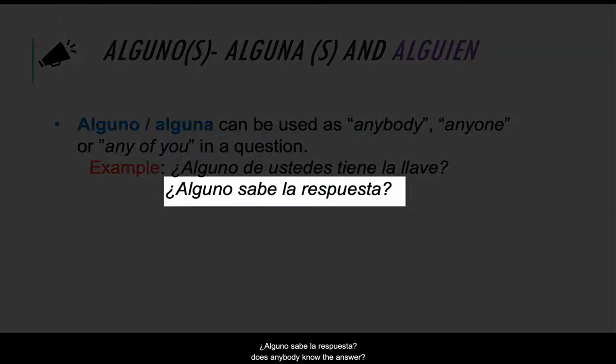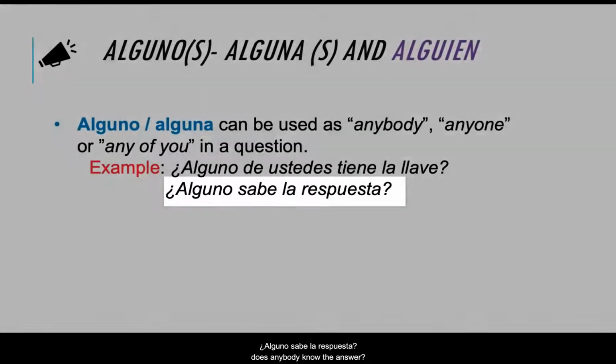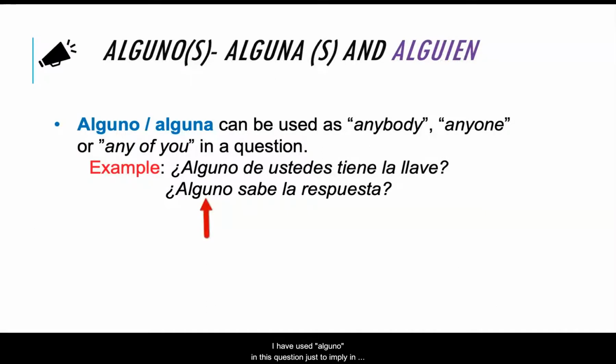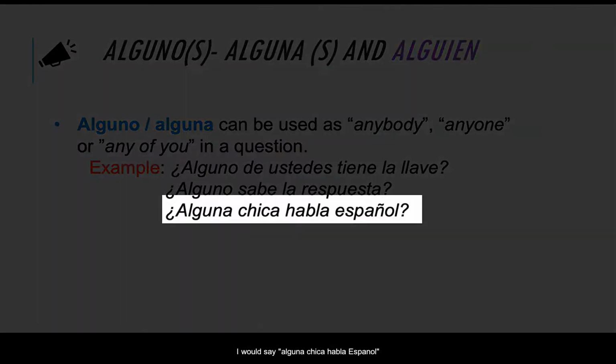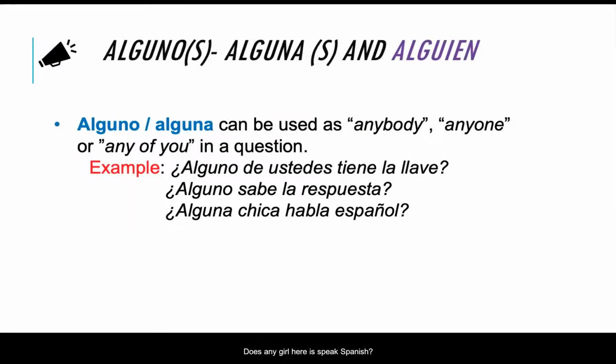¿Alguno sabe la respuesta? Does anybody know the answer? I have used alguno in this question just to imply in general to anybody. But if I want to ask these questions referring specifically to a female, I will say, ¿Alguna chica habla español? Does any girl here speak Spanish? So that's the difference between alguno and alguna.